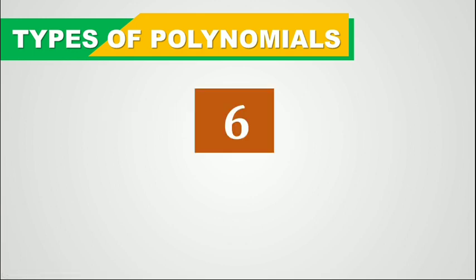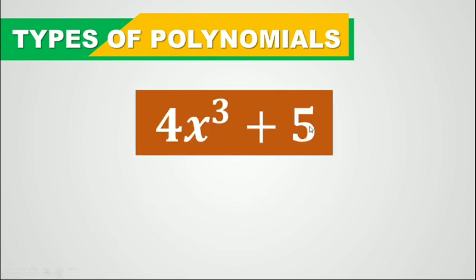So for example, this one, 6. 6 is a constant monomial. Why? 6 is constant lang man ni, and then isa ra ka term. So therefore, this is called a constant monomial. How about this? 4x cubed plus 5. That is a cubic binomial. So you write first the type of polynomial according to its degree, and then the type of polynomial according to the number of terms. So as you can see, the highest exponent is 3, so it's cubic, and then there are 2 terms, so it's binomial. So that's why it's cubic binomial.